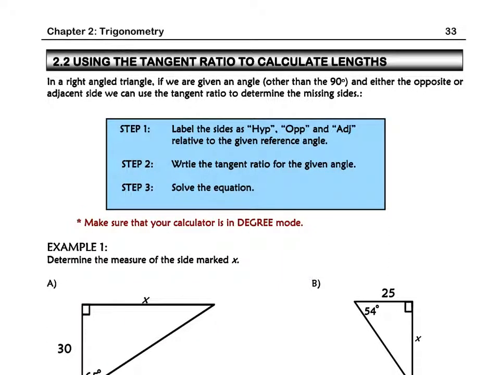Okay, so this section is on using tangent ratio to find missing lengths in a right triangle. And we basically start these problems off the same way that we solve to find missing angles. We determine which sides of a right triangle are the opposite, adjacent, and hypotenuse, set up your tan ratio, and then solve your resulting equation. You again have to make sure that your calculator is in degree mode.